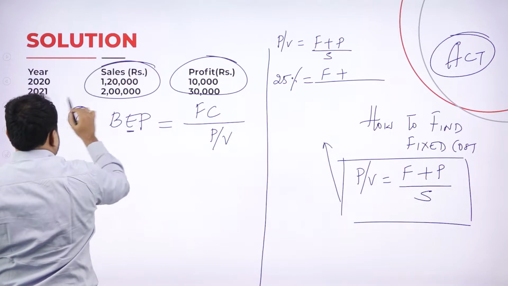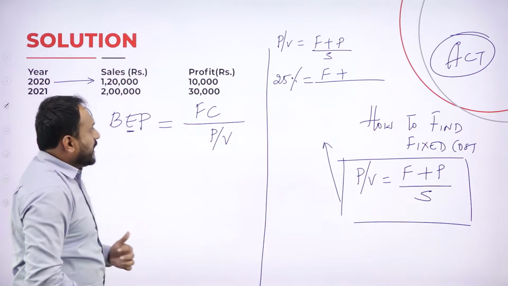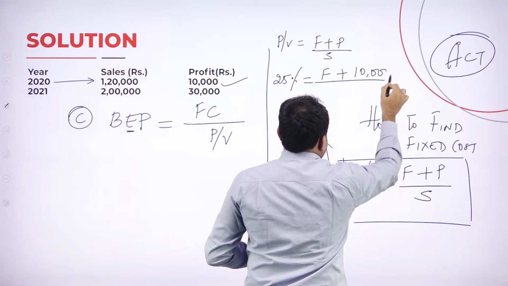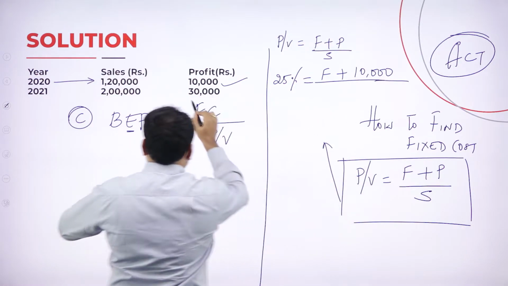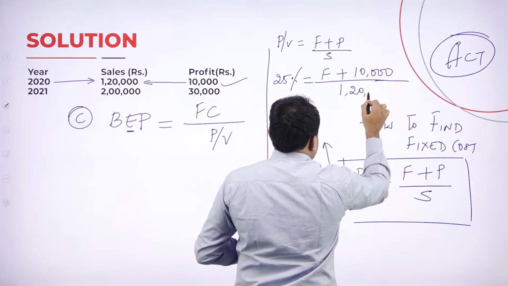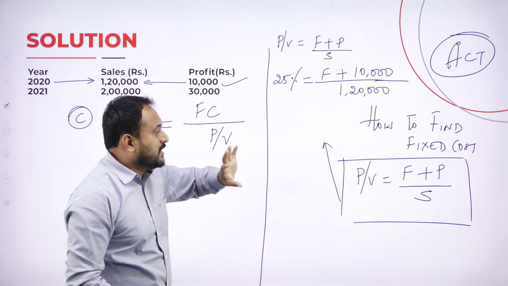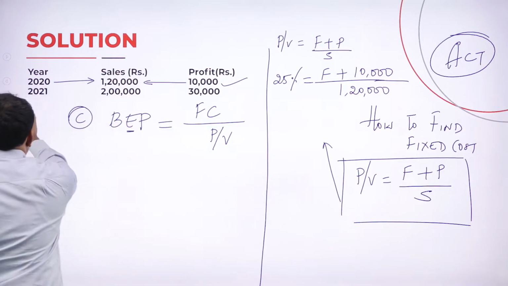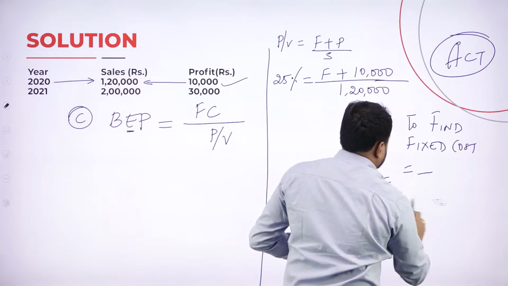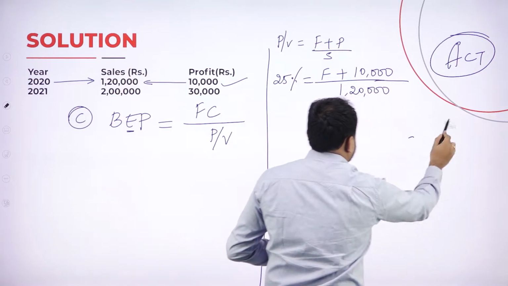Now example here, I'll erase this. Done. Now if I take 2020, the profit is how much? 10,000. So I'll write here 10,000. Done. Now the same year sales is how much? 1,20,000. So I'll write here 1,20,000. Now I'll substitute. The minute I substitute, I'll get my fixed cost. Now let me erase this for you. Right. How to find fixed cost? This is what we are supposed to do here.